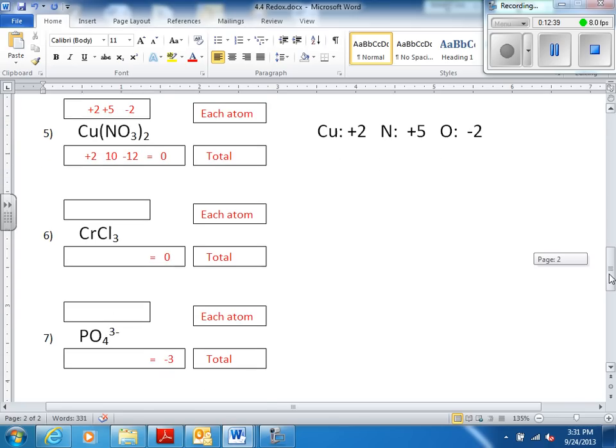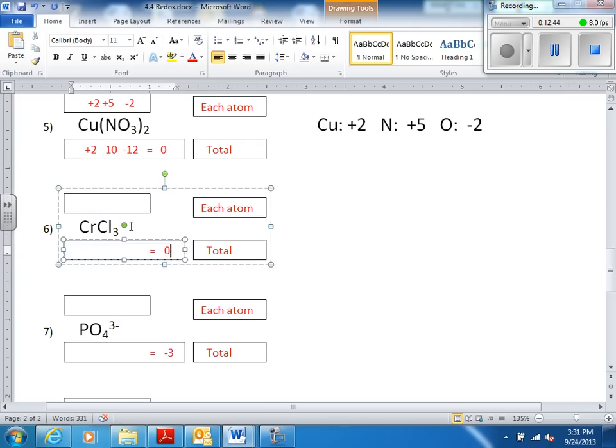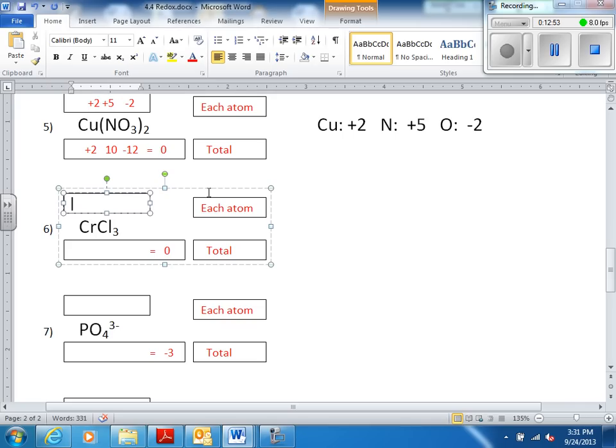Okay, next one. Compound, total has to add up to 0. Now you have to recognize this is ionic. Chromium, we don't automatically know the charge, but chlorine we do. So when we have an ionic compound, the oxidation numbers are just the charges of monatomic ions. So chlorine has to be -1.